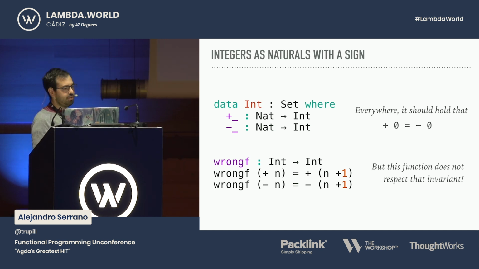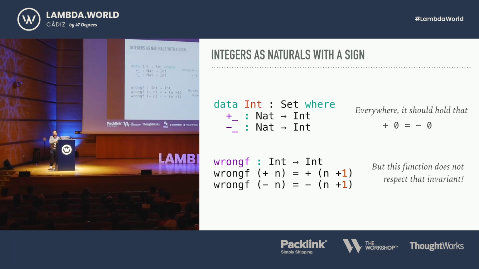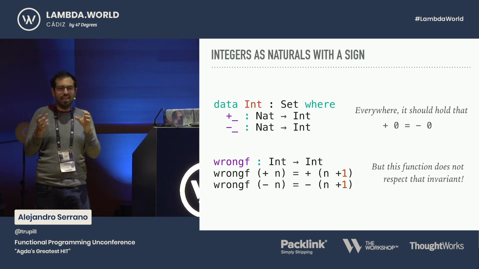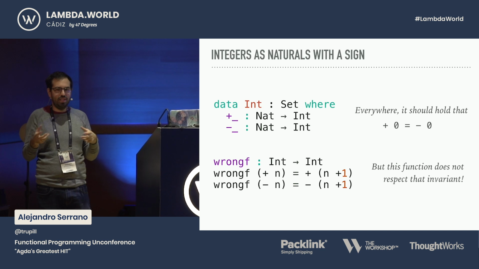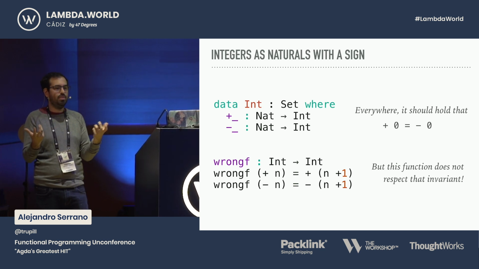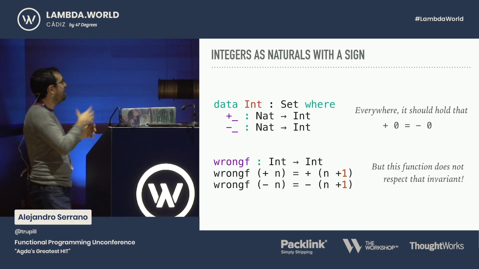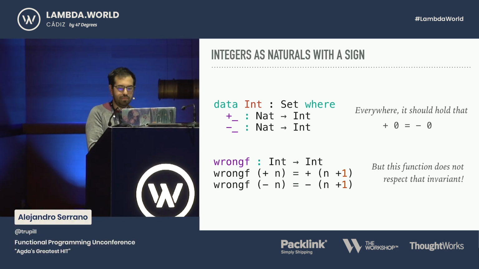So I can write the function. It's there. But this function does not respect this idea that zeros are the same, because suddenly plus 0 gets mapped to plus 1, and minus 0 gets mapped to minus 1. And we just don't want that. Take this not as integers, but just as some invariant of your data type, something that your data type should respect, but you cannot easily have in your data type.